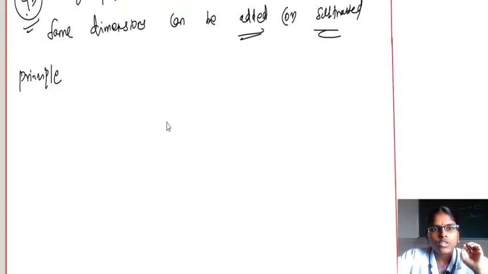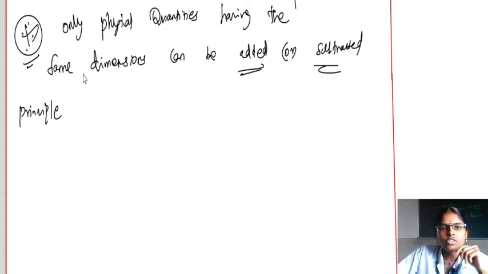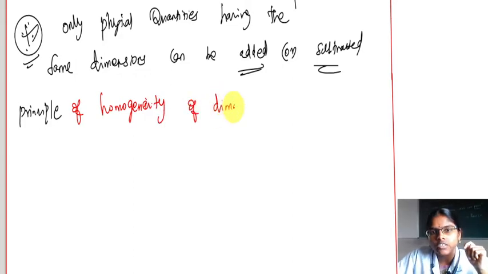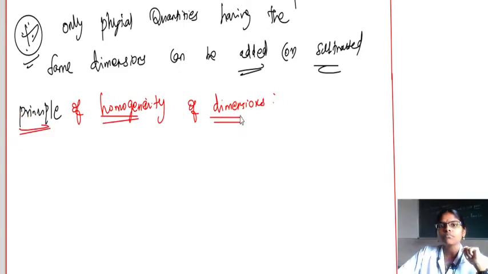Now, let's come back. I am going to tell you the principle that we are going to use for this application. The principle is known as the principle of homogeneity of dimensions. Write this down. The name of the principle is the principle of homogeneity of dimensions, right?